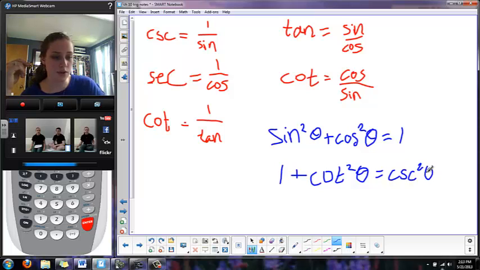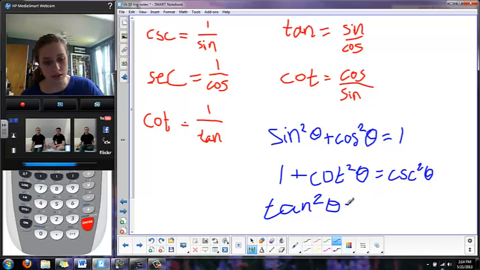And then the second one, we went through and we divided everything through by cosine squared theta. So we got tangent squared theta plus 1 is equal to secant squared theta. And like I said, these will not be given to you on the test.